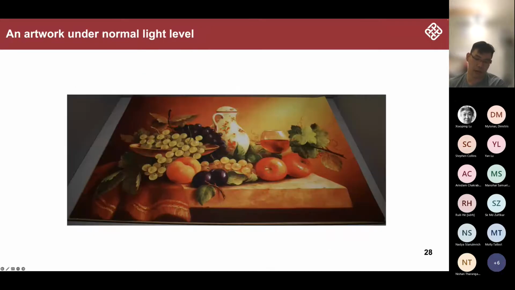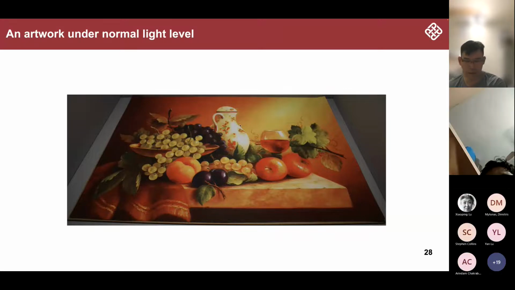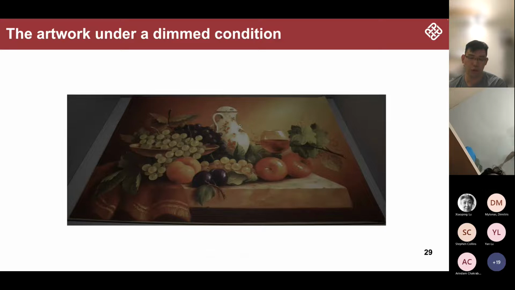For example, this is the color appearance of an artwork at the normal light level. You can see all the different colors pretty well. But if we reduce the light level to 20 lux, it makes the colors look washed out. This is because human visual sensitivity is reduced under dim light levels.